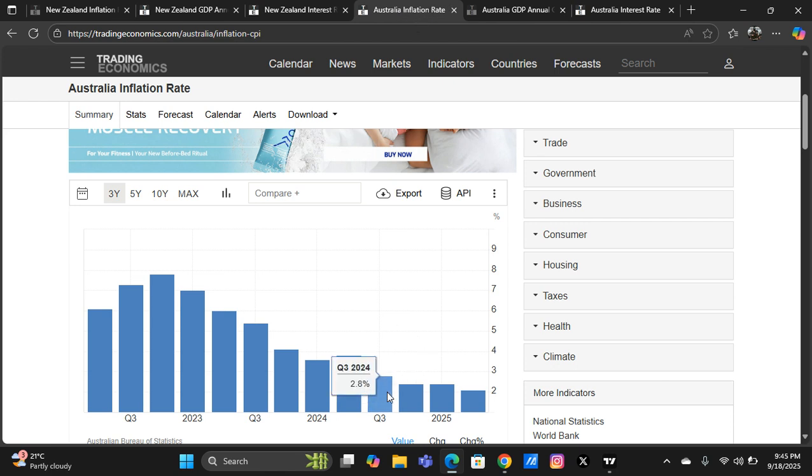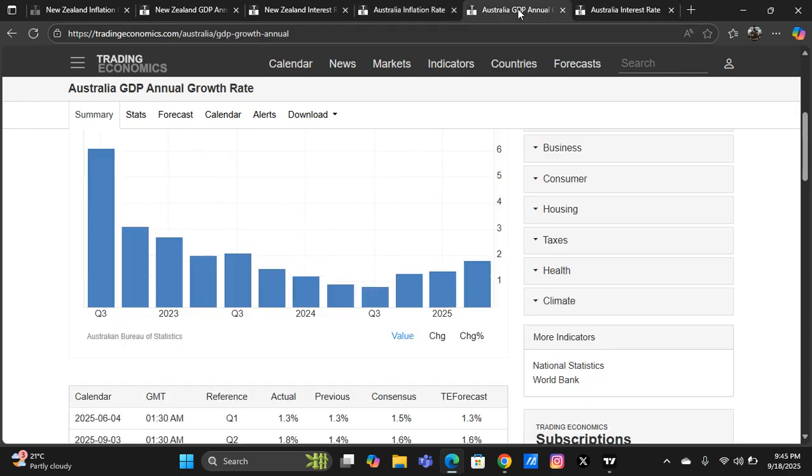So here you can see that since we started before the interest rate cutting cycle had started, the inflation in Australia was collapsing, and it keeps collapsing. It keeps forming lower lows. And the GDP here, you can see that since they started the interest rate cutting cycle, it is actually responding positively to the interest rate cuts. It is actually moving higher and higher.